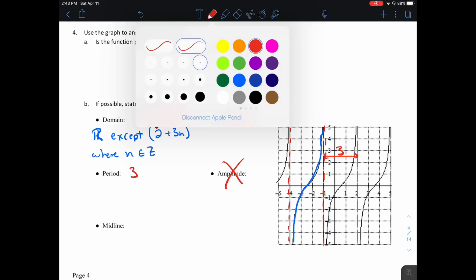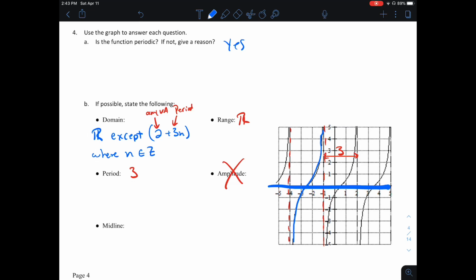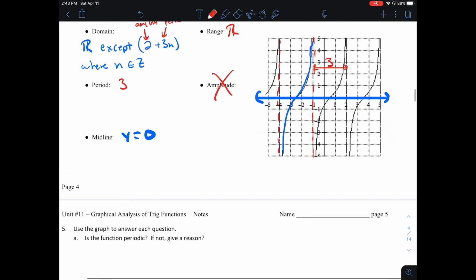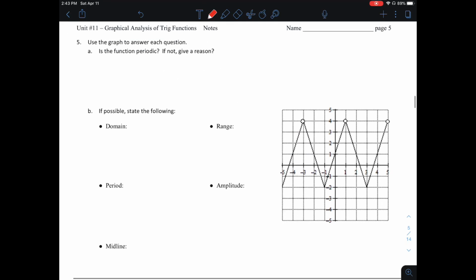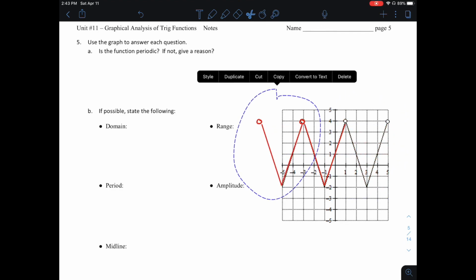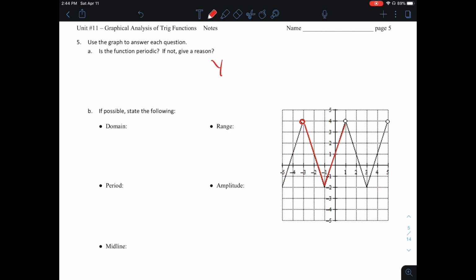What's the location of the midline for this little fella? It is, once again, y equals 0. It will not always be y equals 0. Number 5. This one's a little cray-cray as well. Is it periodic? Well, let's see. If I take an open circle and a segment and another segment, if I were to copy that and paste it, could I get the rest of this graph? And the answer is for sure. So yes, this is a periodic function.